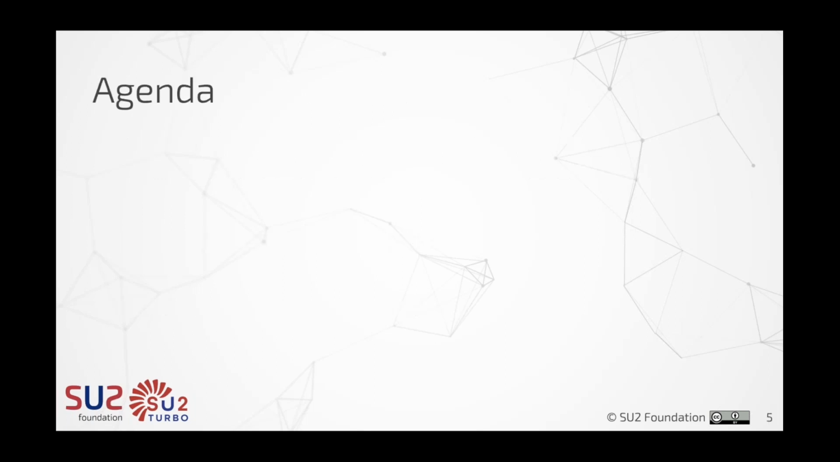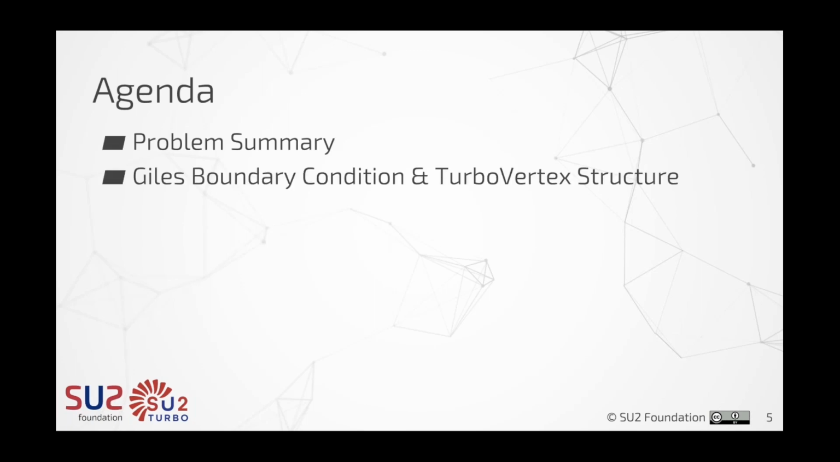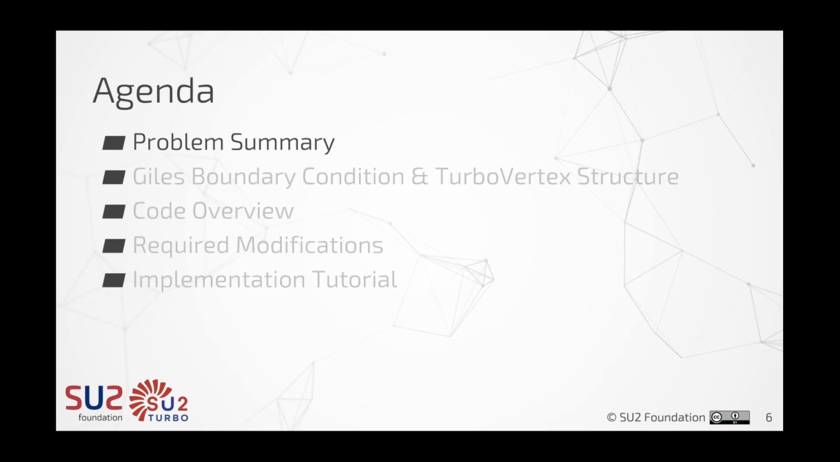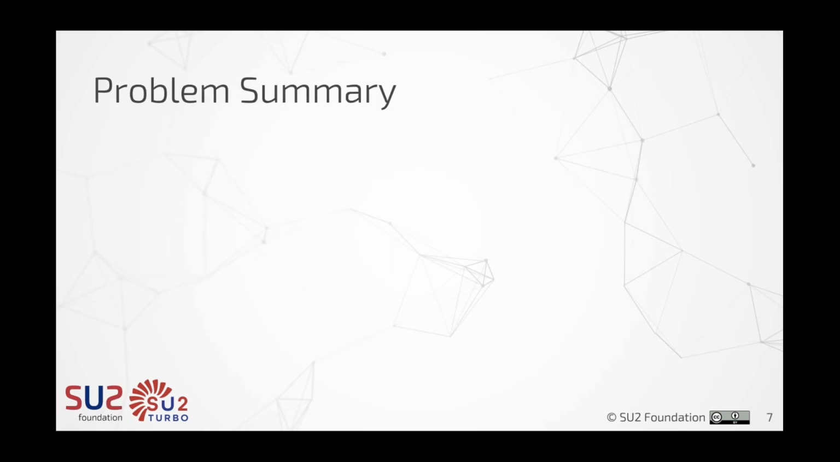Okay, so our agenda. First, we're going to talk about our problem summary, the mass flow boundary condition. Then a little recap on the Giles boundary condition and the turbo vertex structure. I'm going to do an even briefer recap of the code overview and the relevant classes for our application, and the required modifications. Then we're going to go in and look at Visual Studio, type some code, and hopefully get something running.